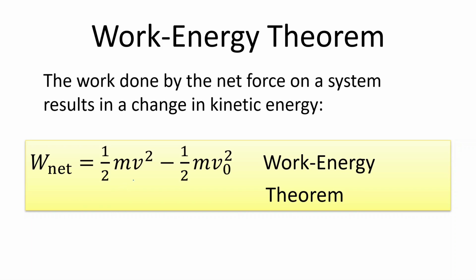So you can see how the first term on the right side is just the kinetic energy at the final time. And the second term is just the kinetic energy at some initial time. So this is just the change in kinetic energy. So the change in kinetic energy is just equal to the net work. And that's it for this video lecture.